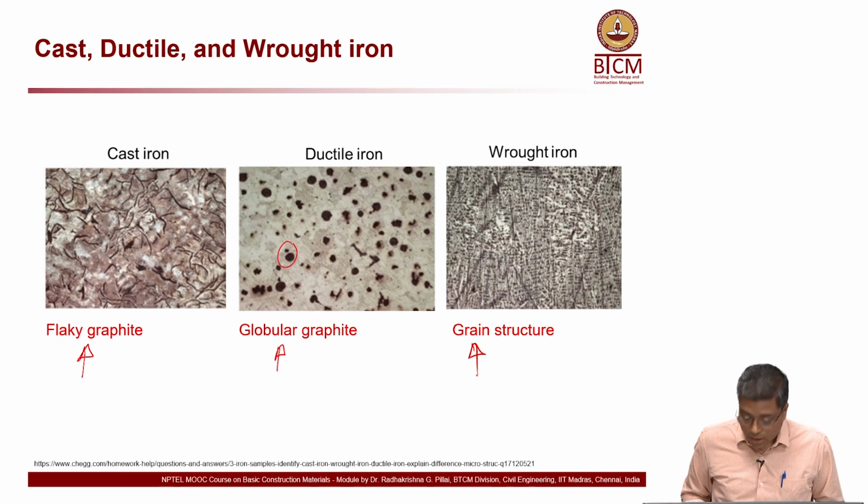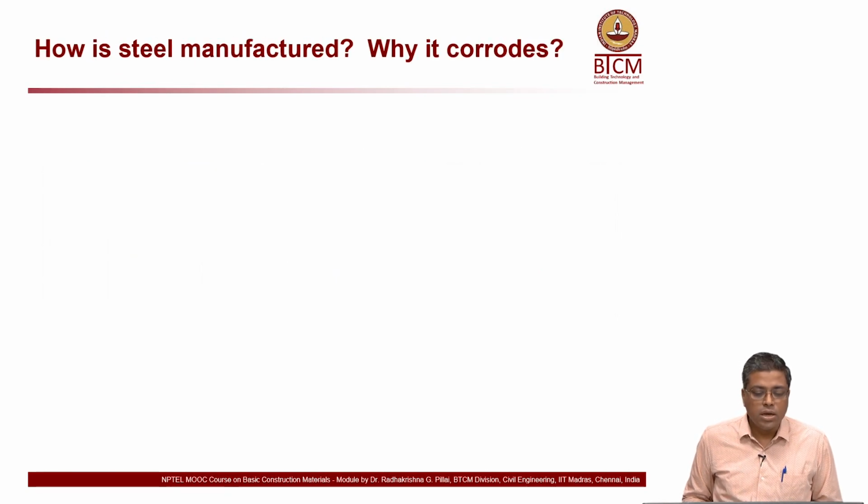Examples: we look at the Eiffel Tower and the Statue of Liberty and many other typical applications in buildings. Now, let us look at steel, how steel is manufactured, and we will also talk about why it corrodes.